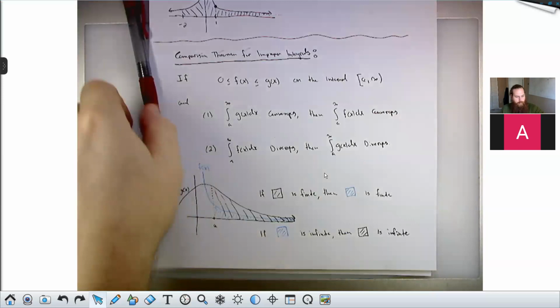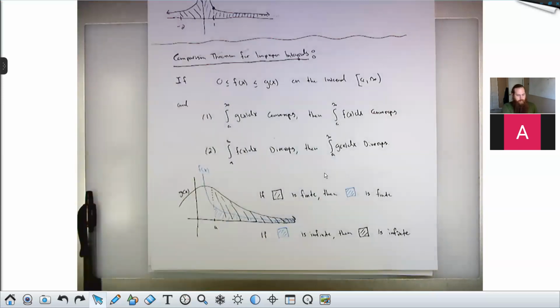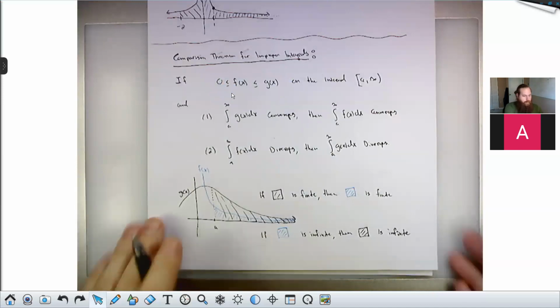A quick note before we move on is that the positivity requirement is important. The 0 on the left-hand side, you need to make sure that this is true as well as this. So make sure you can only apply this theorem to positive functions. But for positive functions, it works great. And there are a few problems like this in your homework.